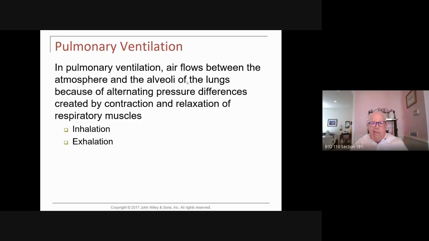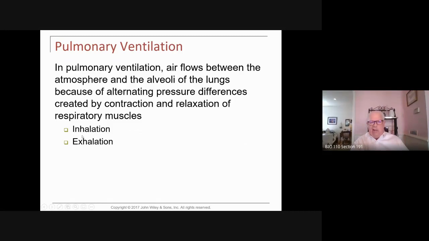This is pulmonary ventilation. Air flows between the atmosphere and the alveoli of the lung because of the differences in pressure created by the contraction and relaxation of the respiratory muscles. When you inhale, the diaphragm contracts, allowing air into the alveoli. The pressure in the alveoli decreases because the volume of air in the lungs increases.